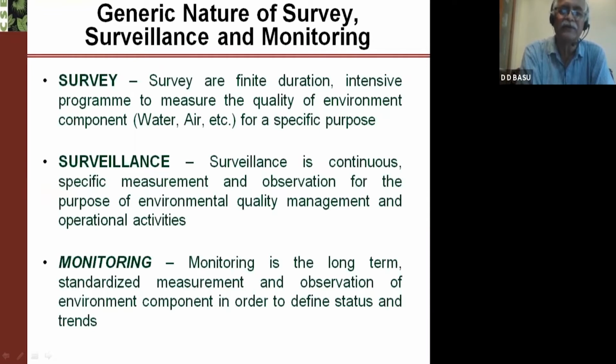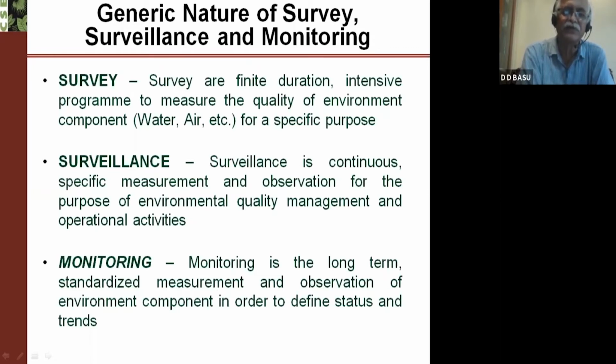Surveillance is a continuous specific measurement and observation for the purpose of environmental quality management and operational activities. Whereas monitoring is the long-term standardized measurement and observation of an environment component in order to define status and trends. So monitoring is actually going for the trend of the air quality over a long time. It is a long-term program, whereas a survey is an intensive program with a finite duration. Surveillance is for a particular period, for a particular parameter, for a particular observation, to see how it is changing.